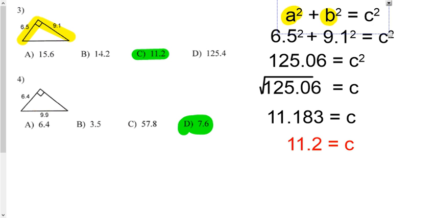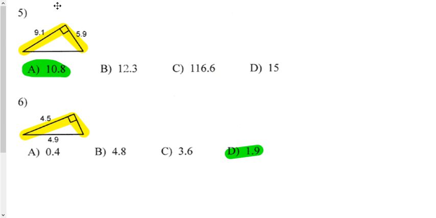Again, they gave a leg and a hypotenuse. That was kind of like number 1 was on that setup. Here's 5 and 6.